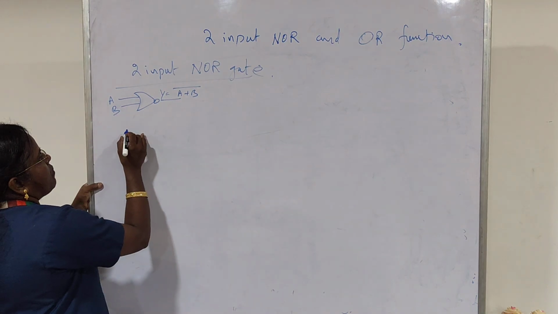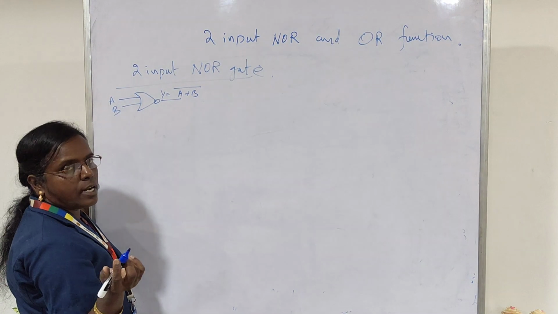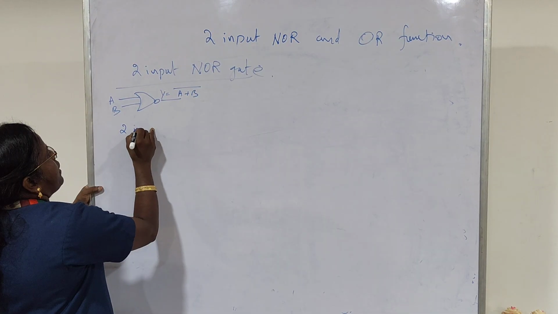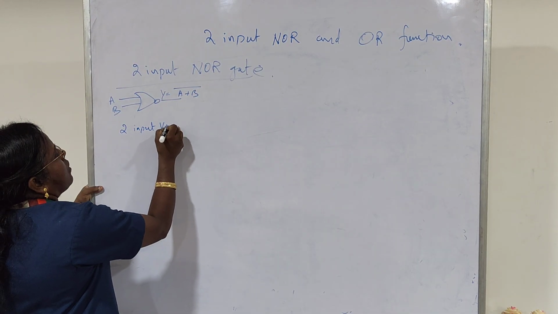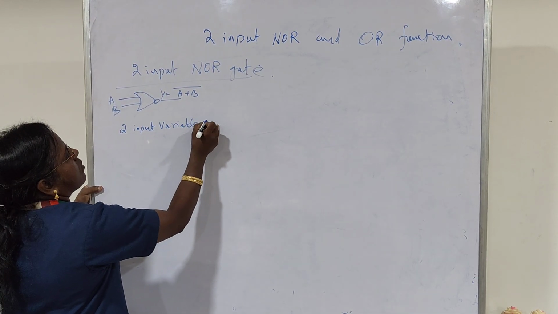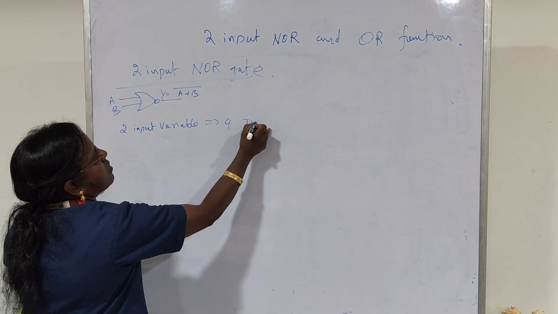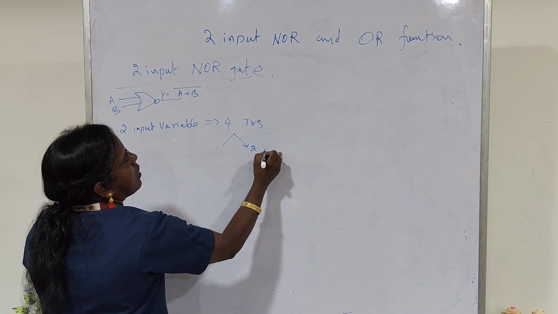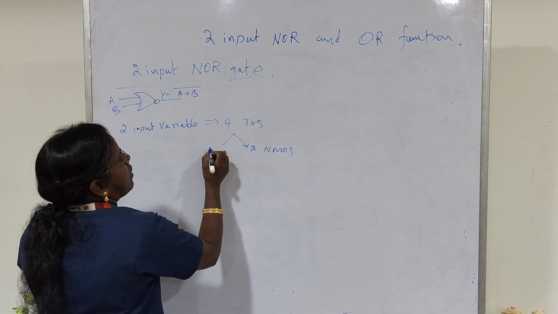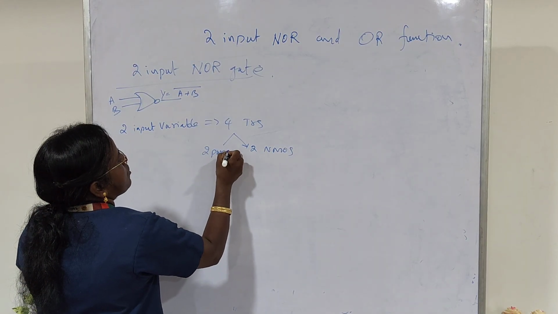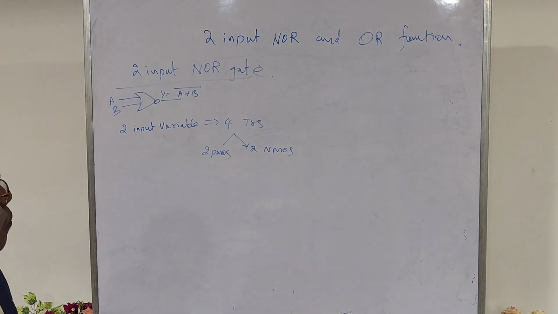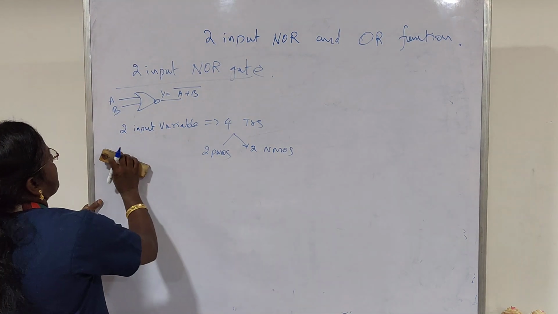Similar to the 2 input NAND gate, here also we are using 2 input variables. So the relationship between the number of input variables and the transistor count: for 2 input variables, we should use 4 transistors, that is 2 NMOS and 2 PMOS transistors. So how are we going to connect the pull down network and the pull up network?